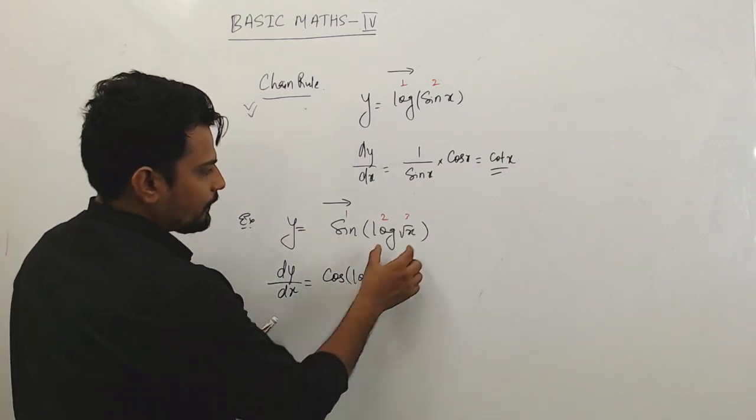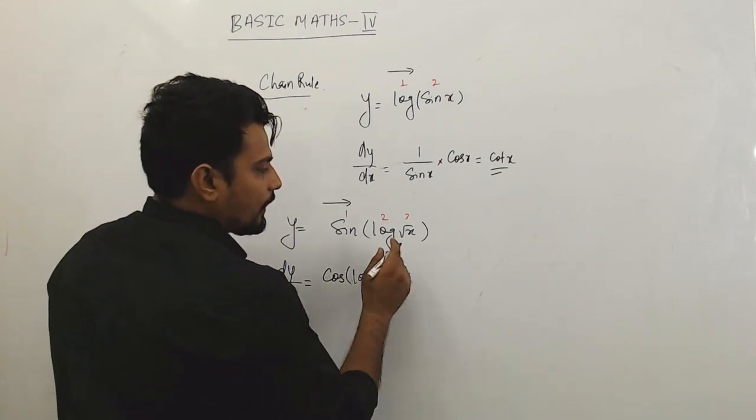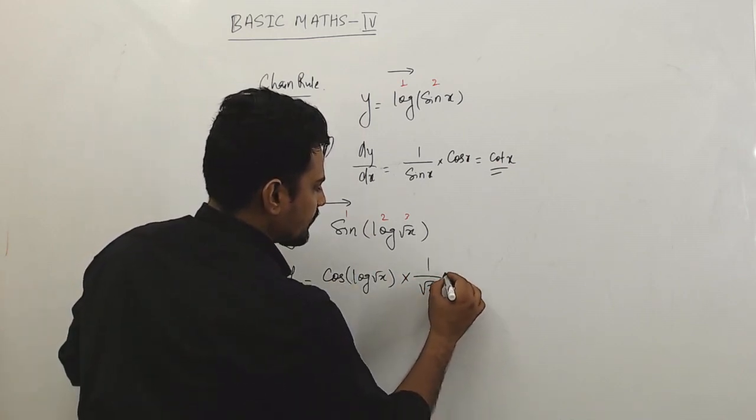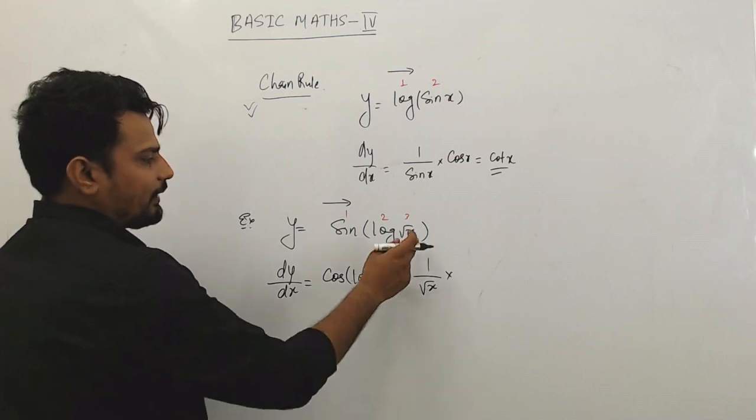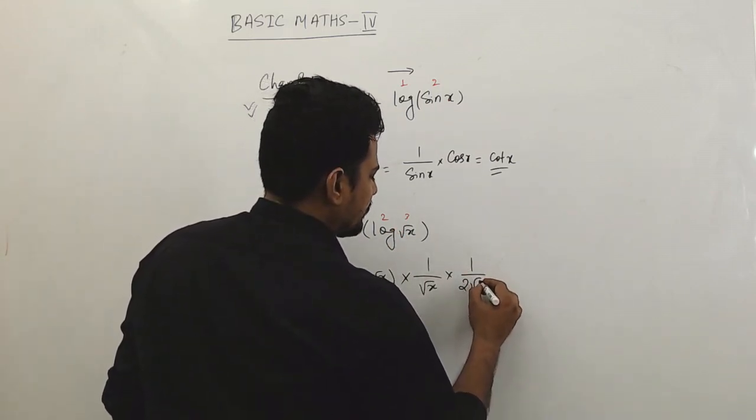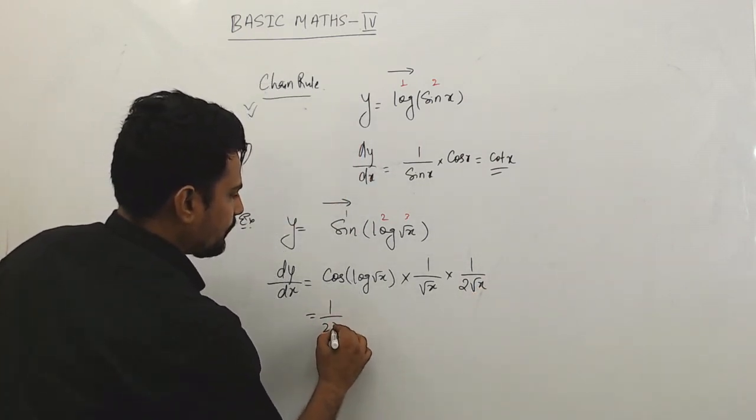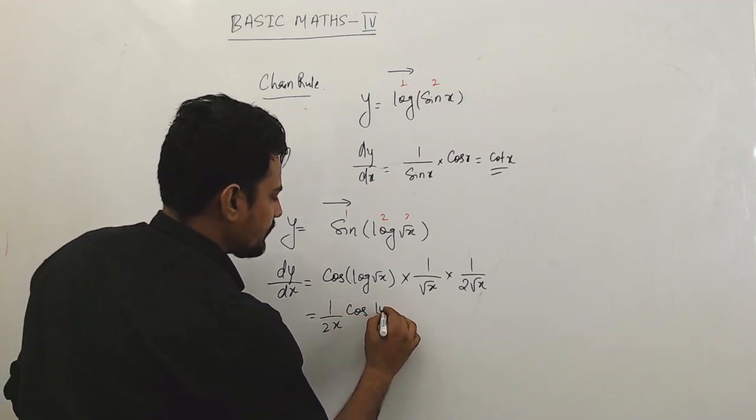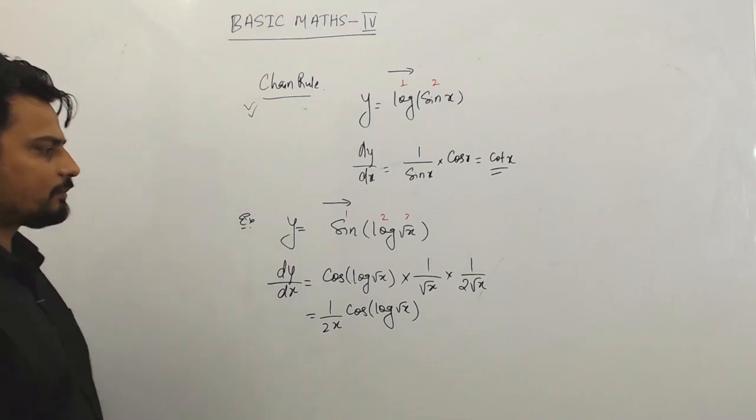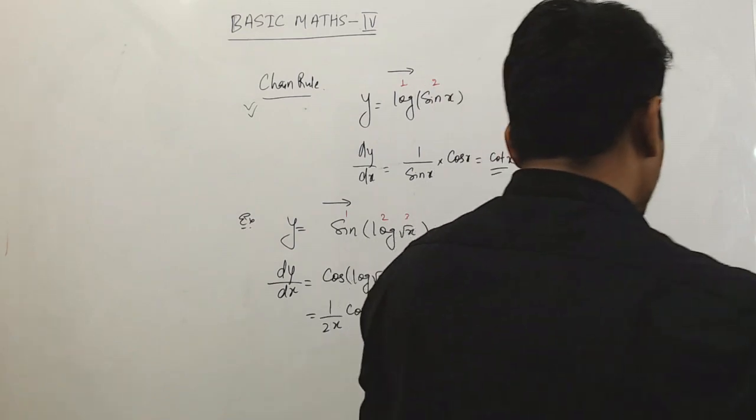So, cos of log of root x, into the next one, I'm going to target the log. Differentiation of log is 1 upon x, so this is going to be 1 upon root x, multiplied by the derivative of root x, which is 1 upon 2 root x. Finally, you can simplify this: it's going to be 1 upon 2x cos of log of root of x. And that's going to be your final answer, my dear. This is called the chain rule.